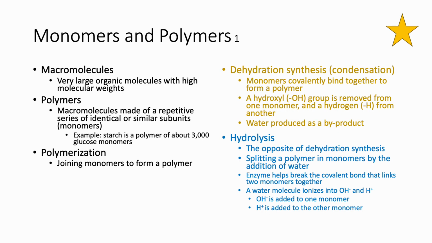Monomers and polymers. So when it comes to organic chemistry, we're going to see a lot of monomers and polymers. And again, you already know this. For example, the monomer, amino acids, and the polymer would be our proteins.